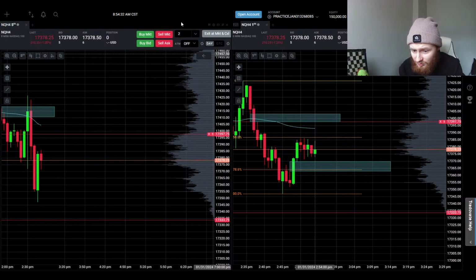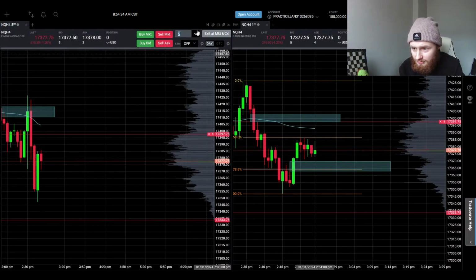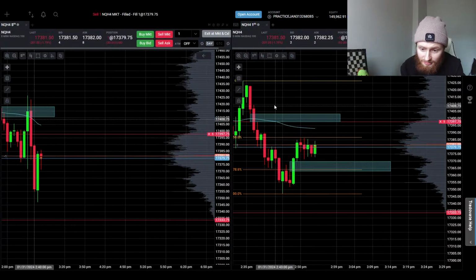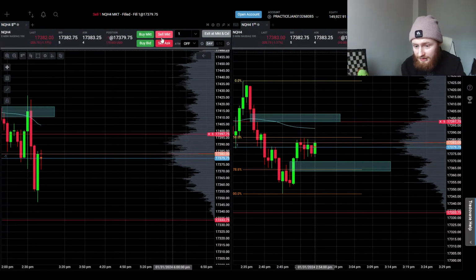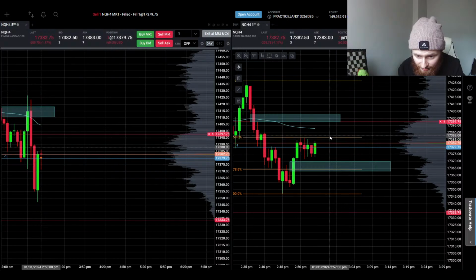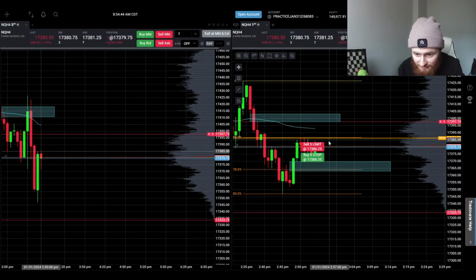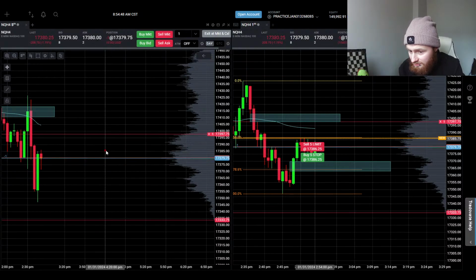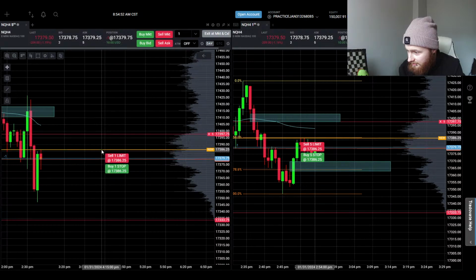Right, so we're going to jump in one here. Fully expecting for this to come up higher. Order filled. It's not an issue if it does. If it comes up higher, we're going to get into another one right here. Oh, that's not it at all. Going to get into another one right here.